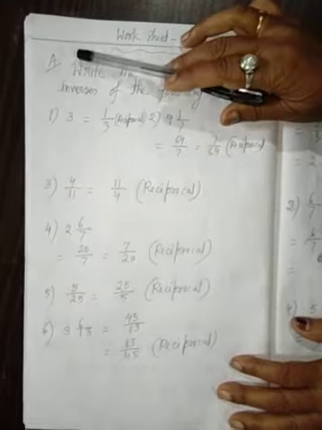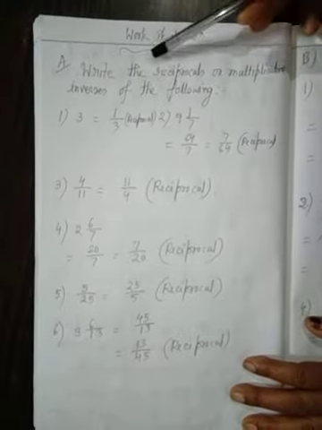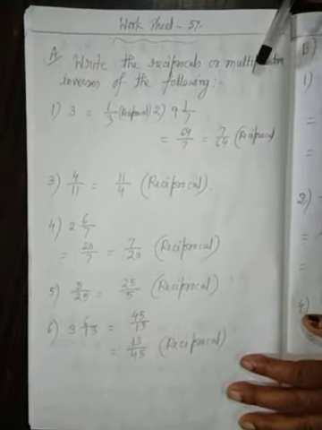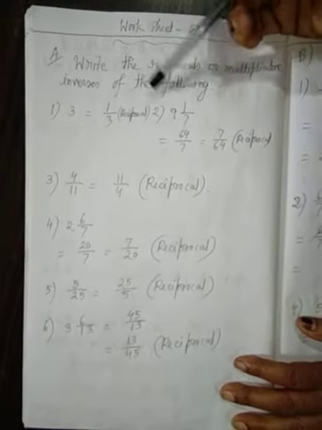In the previous class, I already completed chapter 4, worksheet 56. Today, I start chapter 4, worksheet 57. Worksheet 57, question A. Write the reciprocals or multiplicative inverses of the following.